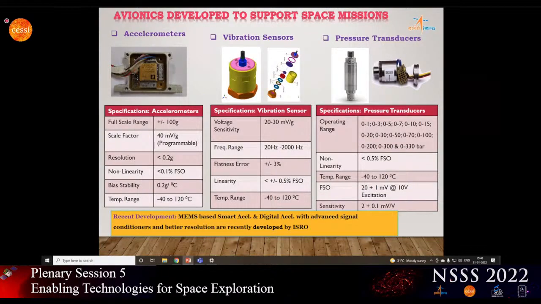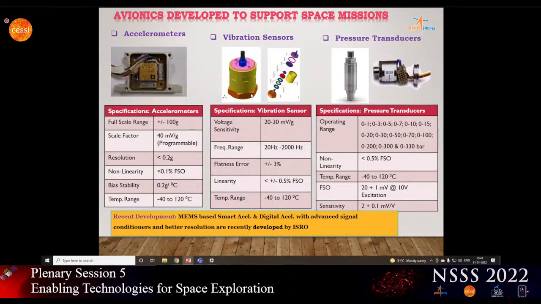Let us see some of the sensors. On the left side, you can see accelerometers. We have a wide variety of accelerometers, as I already discussed. Even from 30G to 100G, we can measure successfully in flights, and we have a very good heritage and proven sensors. In the last so many years, we have been developing our sensors to a much more advanced level by reducing their non-linearity, as well as giving better and better resolution to our scientists and research people.